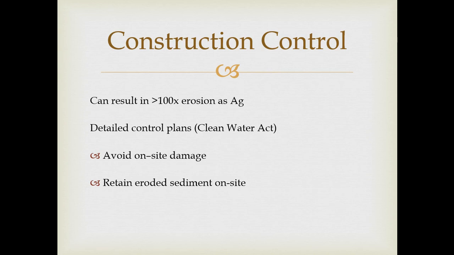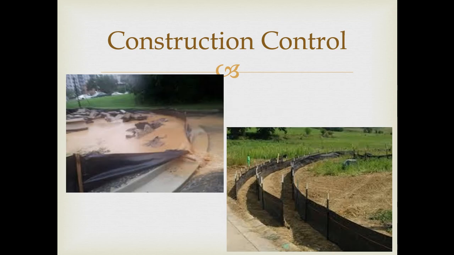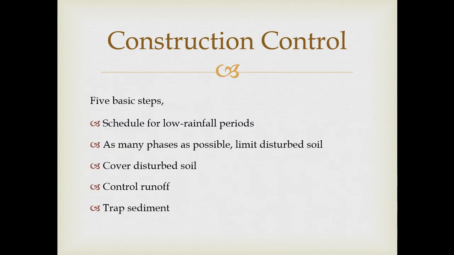Construction control. Construction can cause over 100 times the erosion as agriculture. We need detailed control plans, thank you to the Clean Water Act, to avoid on-site damage and retain eroded sediment on-site. So this is an example where the construction control failed, and we see all of this water and sediment rushing out. And so in some areas a triple barrier might be required. This is a silt fence. Sometimes it's as simple as hay bales that are staked in the ground. But something needs to be there to disrupt the water and encourage sedimentation.